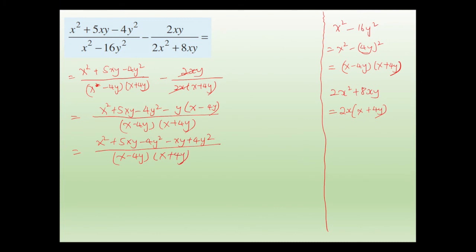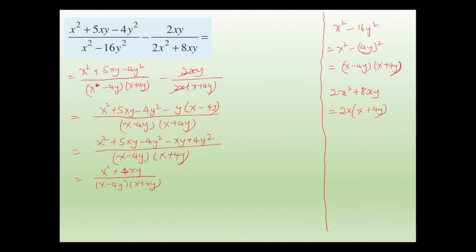Right? So now you can collect like terms. Minus 4y squared plus 4y squared becomes 0, and 5xy minus xy is 4xy. So x squared plus 4xy, divided by (x minus 4y)(x plus 4y).